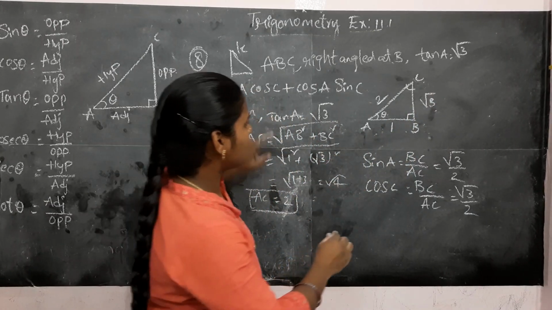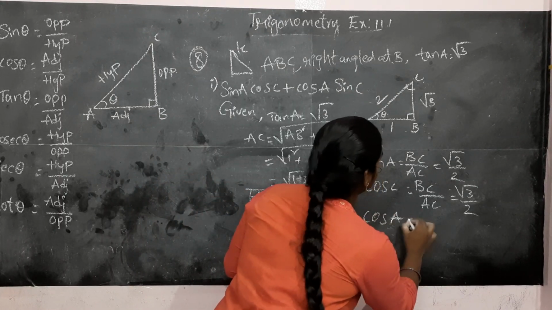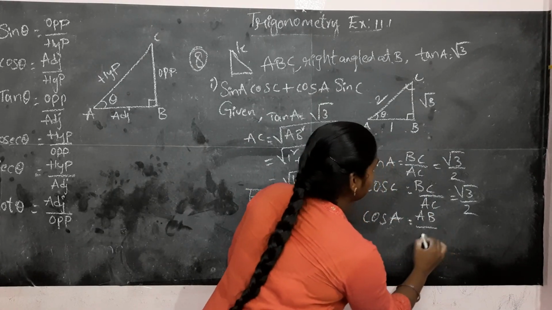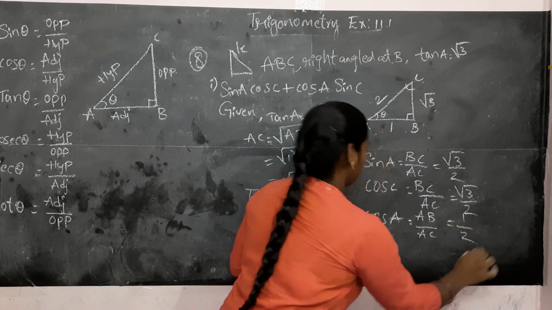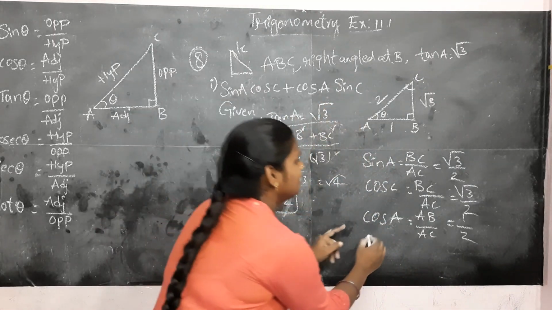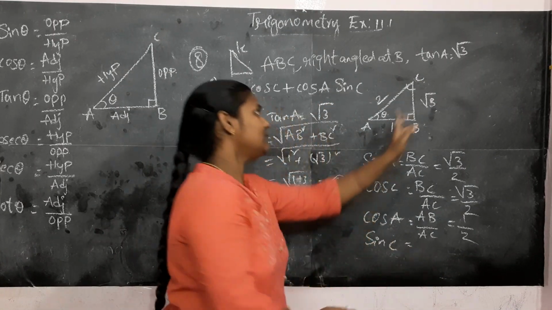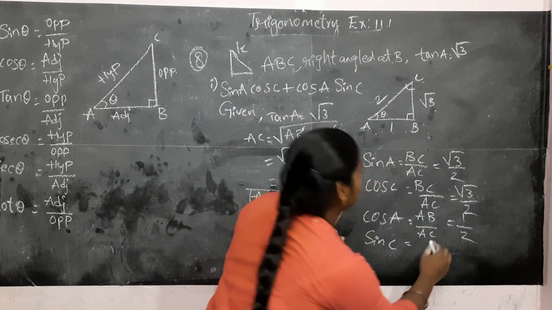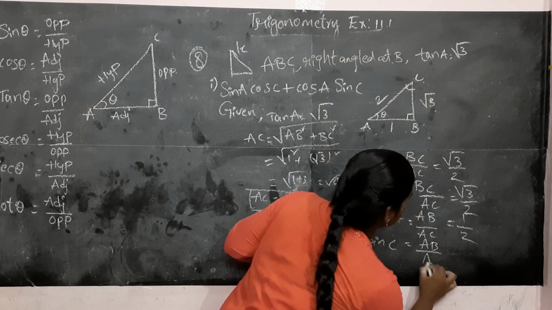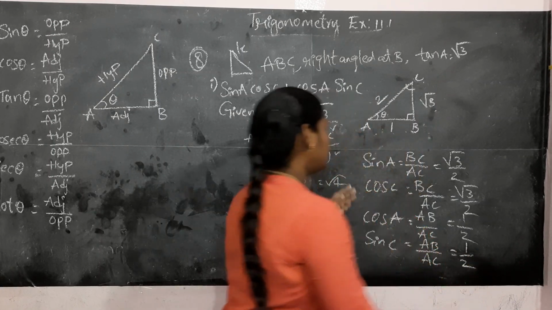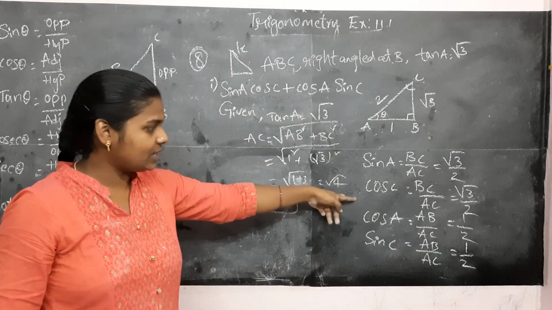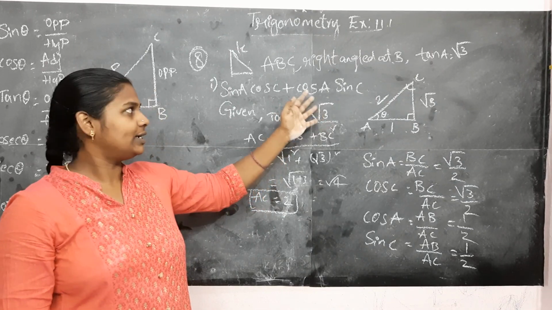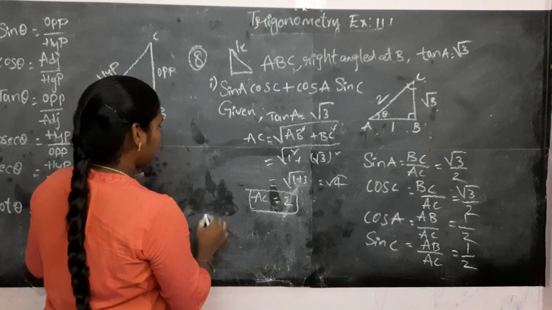Okay. For this, cos A is adjacent by hypotenuse, which is AB by AC, which is nothing but 1 by 2. Then sin C: for sin C, we have to look from here. Sin is opposite by hypotenuse, which is AB by AC, which is also 1 by 2. Now that we have evaluated sin A cos C and cos A sin C, you just have to substitute these values and simplify this equation.